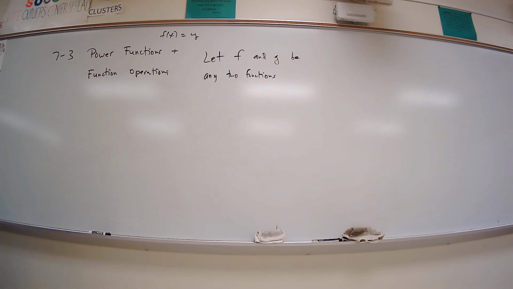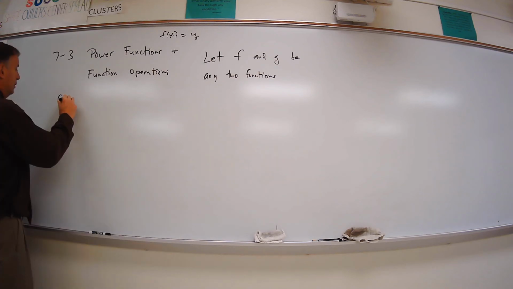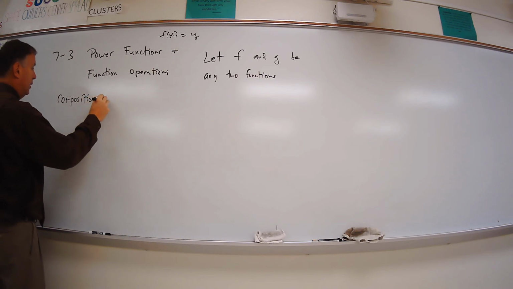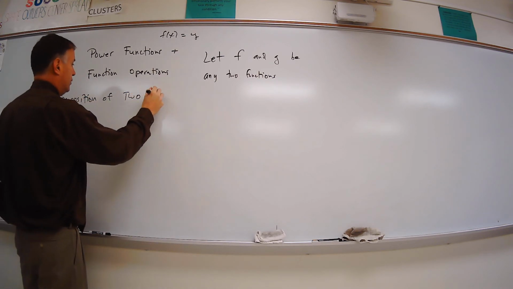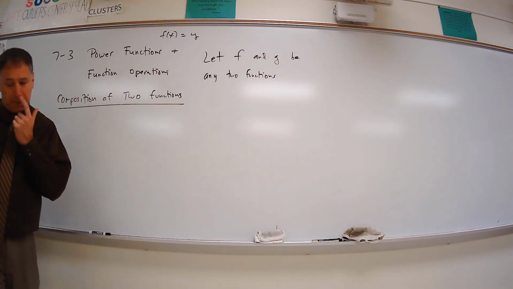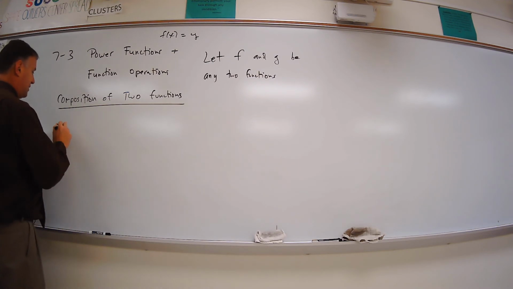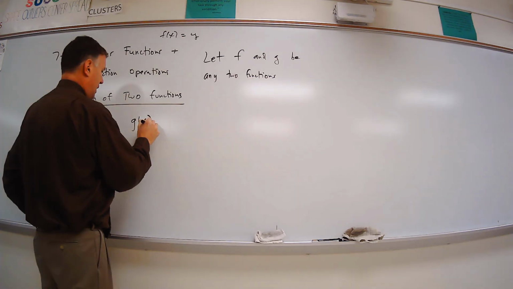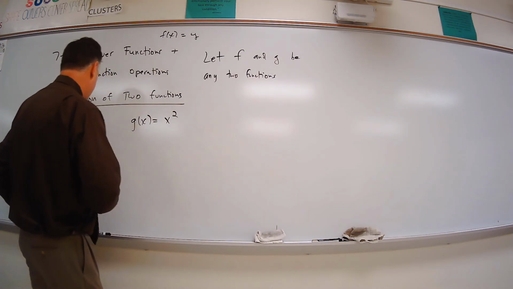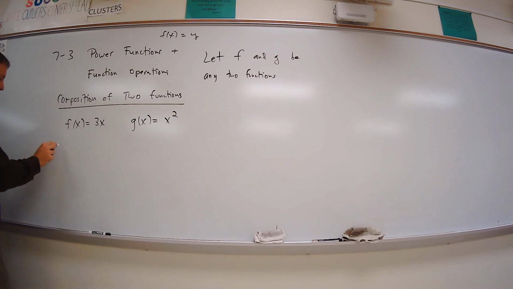All right, the composition of two functions. So it looks something like this. We'll start off with some easy ones. Let's say that f of x equals 3x, and g of x equals x squared. And they want to find f of g of x.